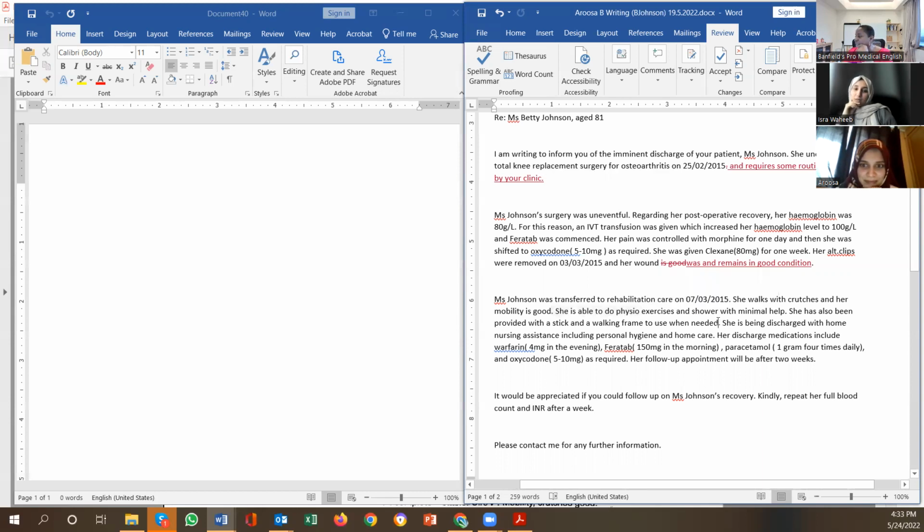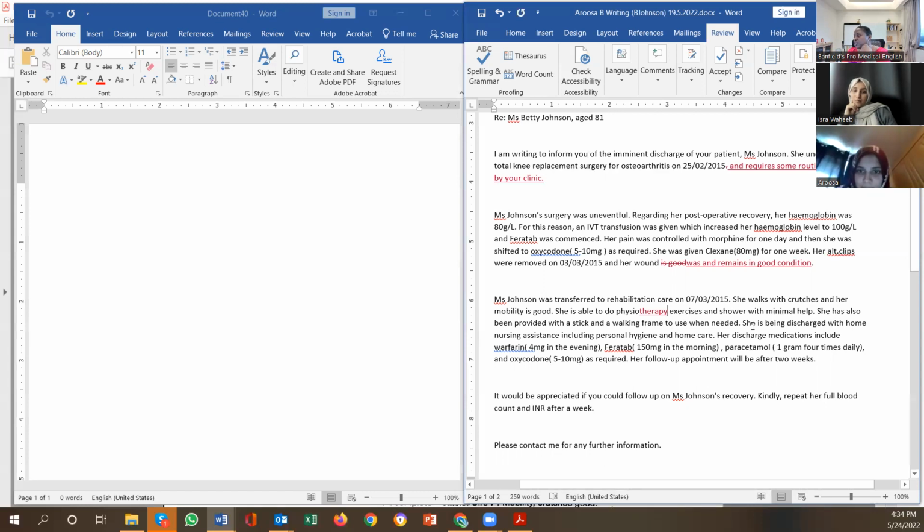She's able to do physio exercise. Physiotherapy, yeah. Don't make it a shortcut. Try not to use contractions like can't, don't, physio, labs. Yes, in the real world they are used, but for formal writing, put laboratory examination, physiotherapy, and so on. So she's able to do physiotherapy exercises and shower with minimal help. She has also been provided with a stick and a walking frame to use when needed.